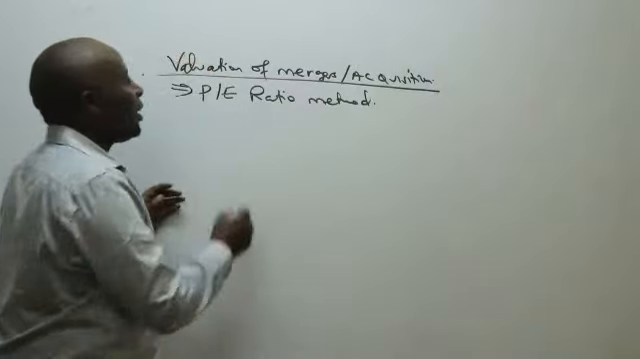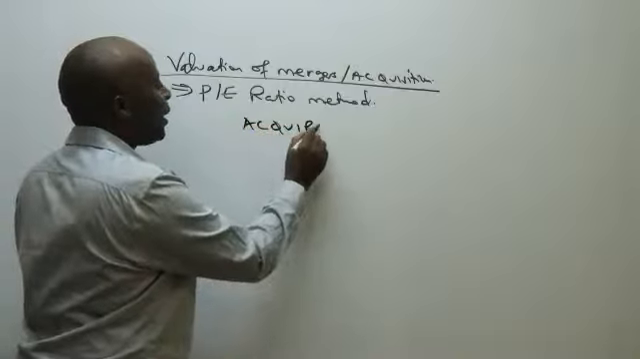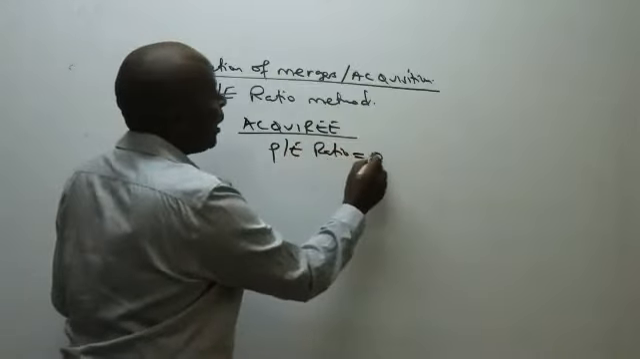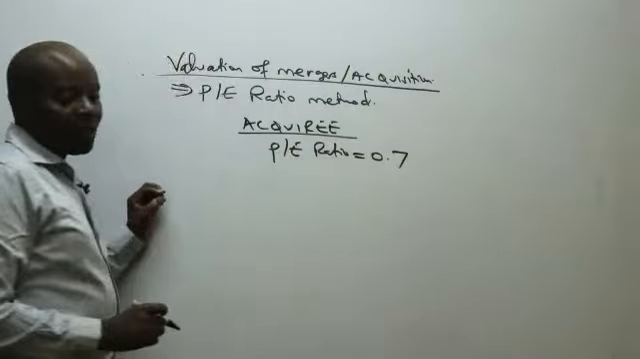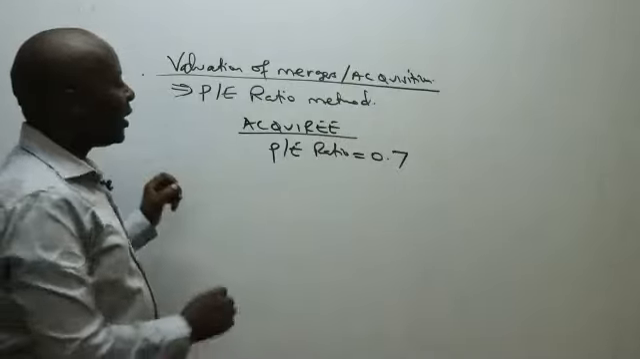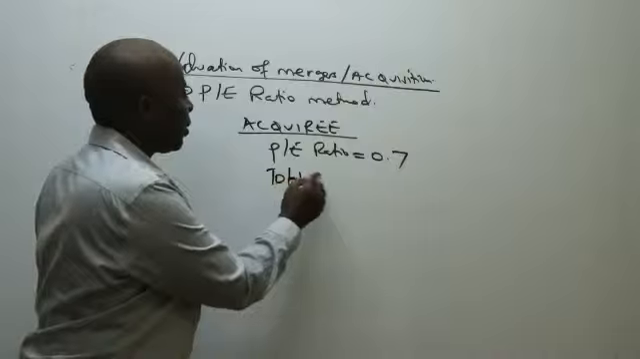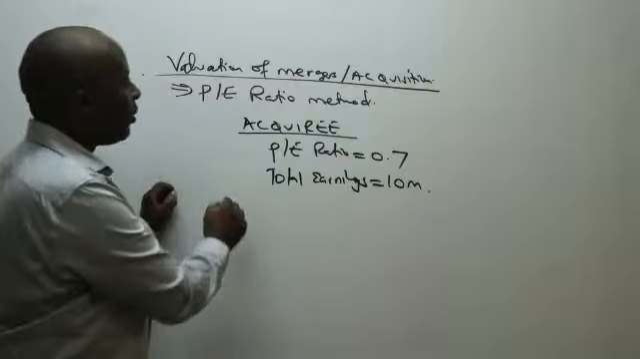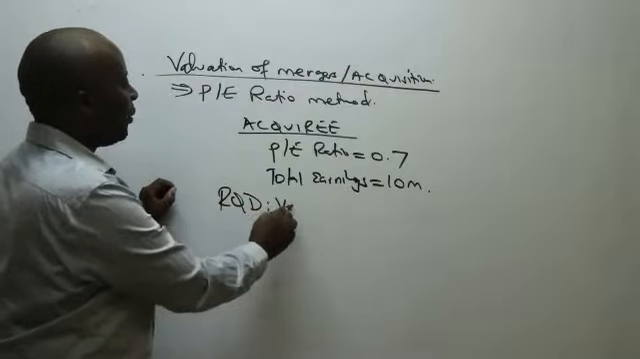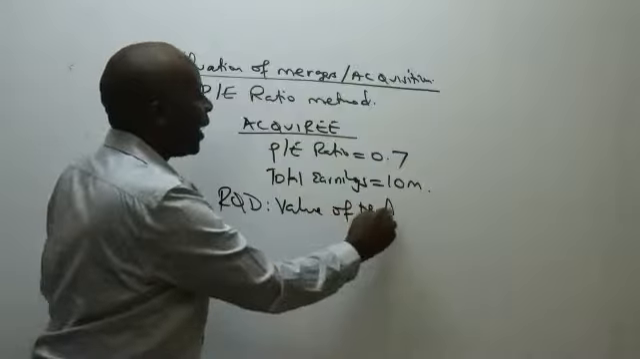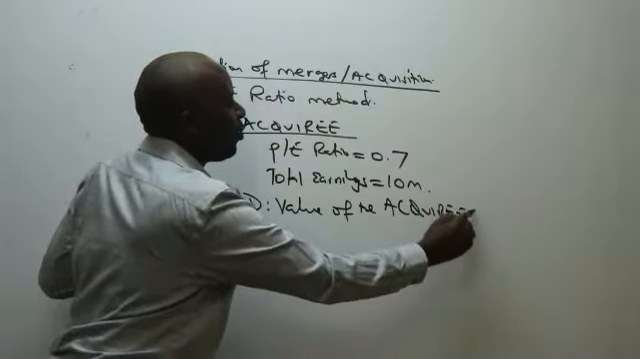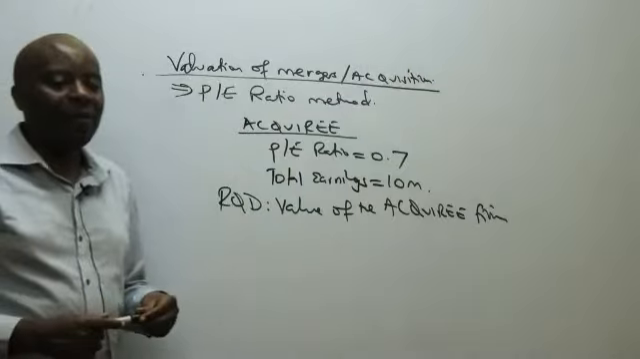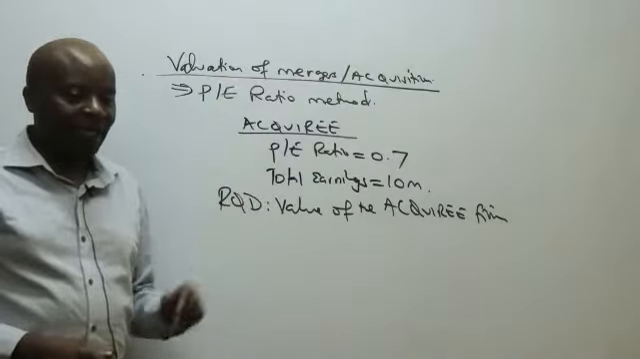So what they will do, they'll tell you in this case that we have an acquiree organization whose PE ratio is, for example, 0.7. And then they'll tell you that the firm's total earnings in a year is 10 million. And then you'll be required to get the value of the acquiree firm, or the targeted firm. I'm just repeating this. This is something that I did in our last class.